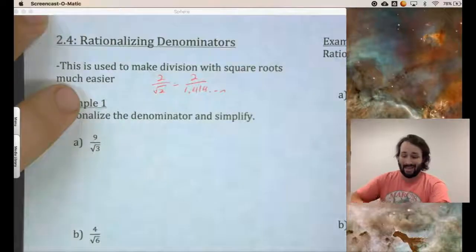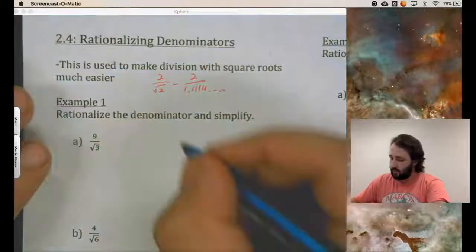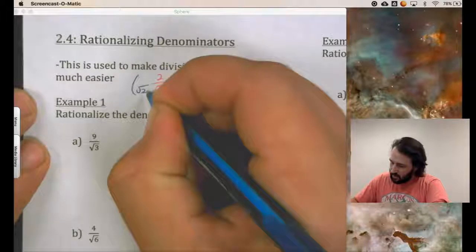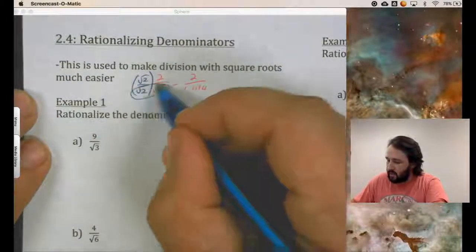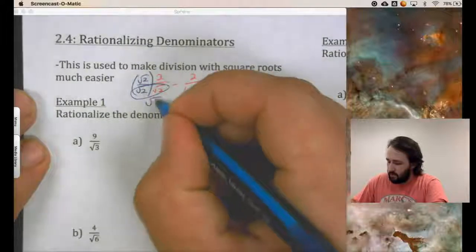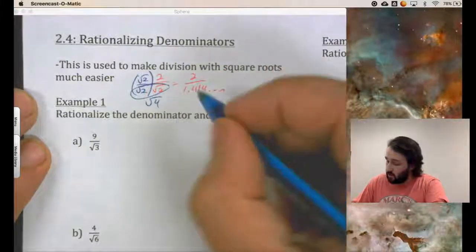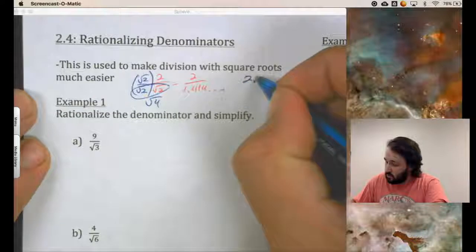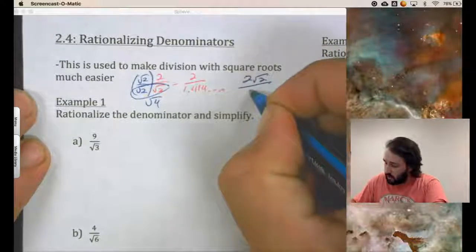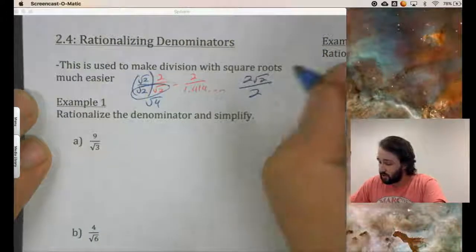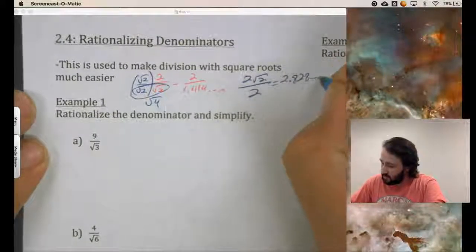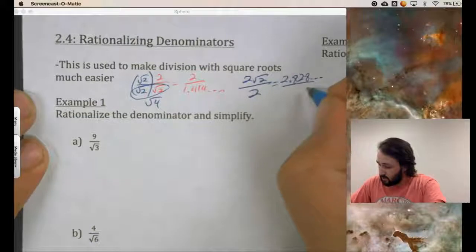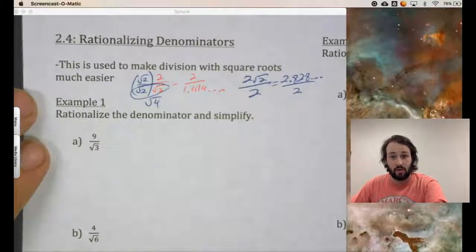So what they did instead is they said, well, what we could do is multiply this by square root 2 over square root 2. This would make my denominator the square root of 4, which I know is 2. So what that can do is I can do 2 root 2 divided by 2. So now what they could do is 2.828, goes on forever, divided by 2, which is so much easier.